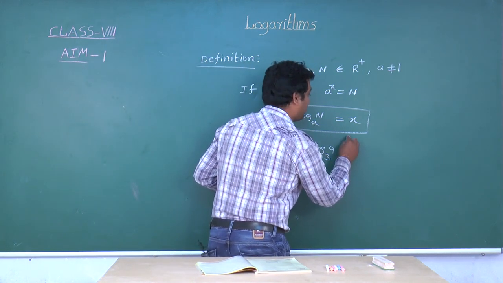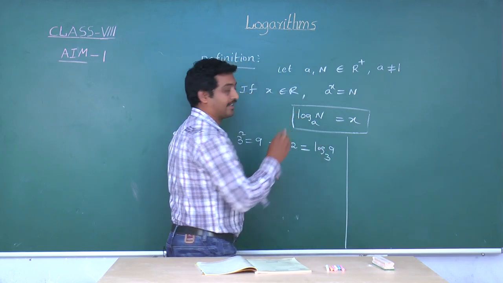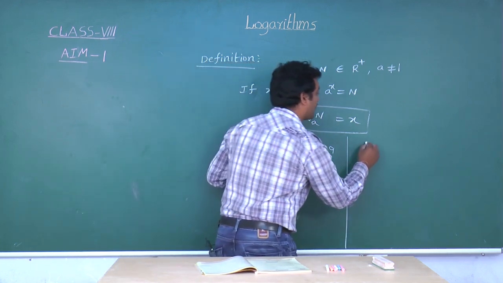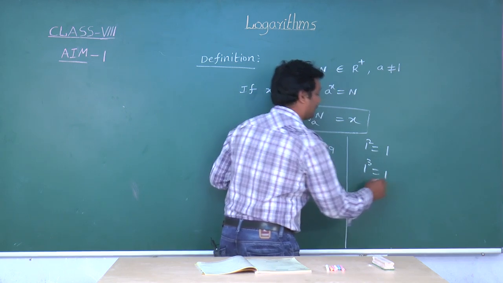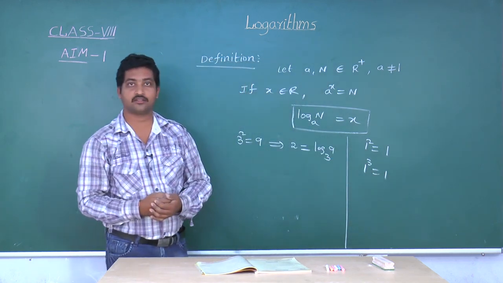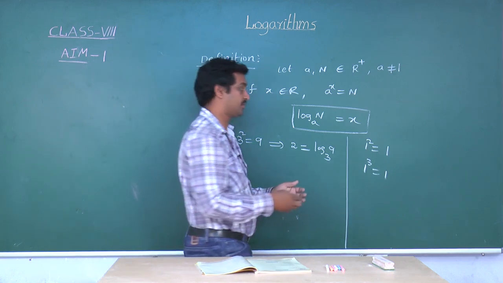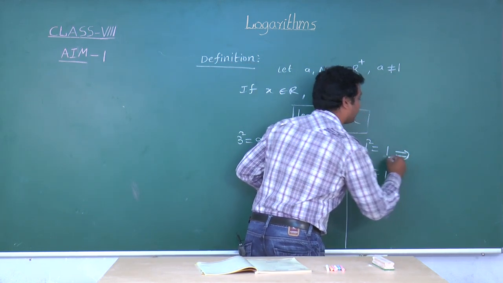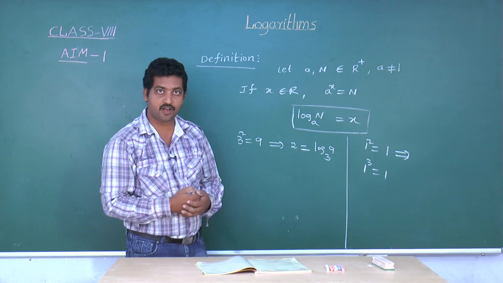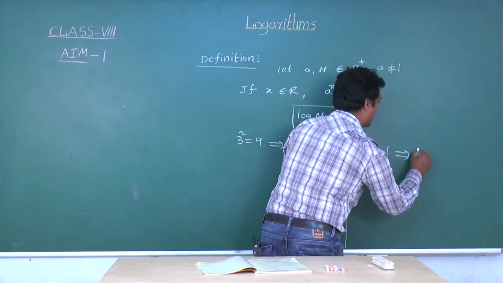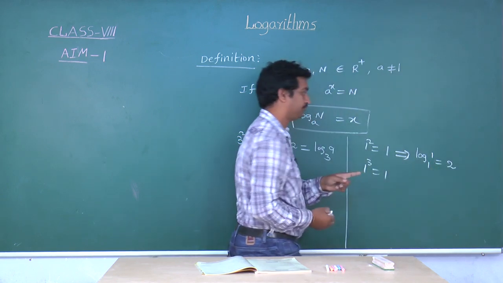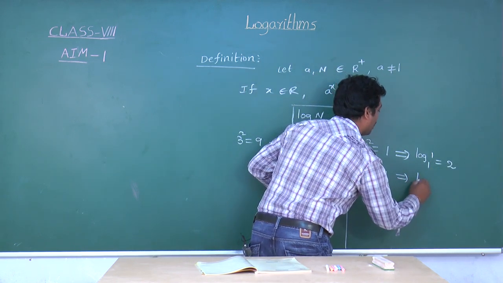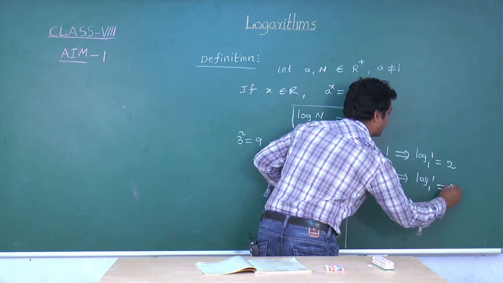But when the base is 1, what happens? We know that 1 square is equal to 1, 1 cube is equal to 1. Are these exponential forms or not? Yes, these are all exponential forms. Write them in logarithmic forms. Then I can write log 1 to the base 1 is equal to 2. That implies that log 1 to the base 1 is equal to 3.